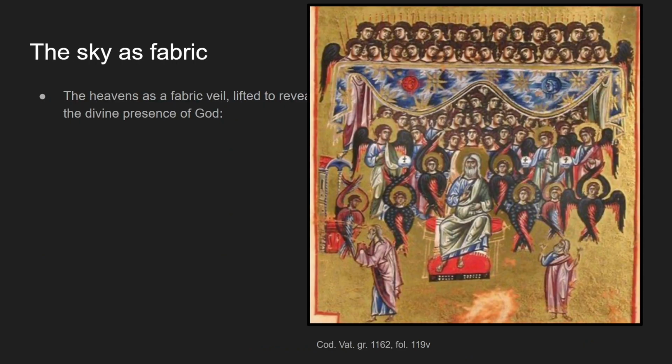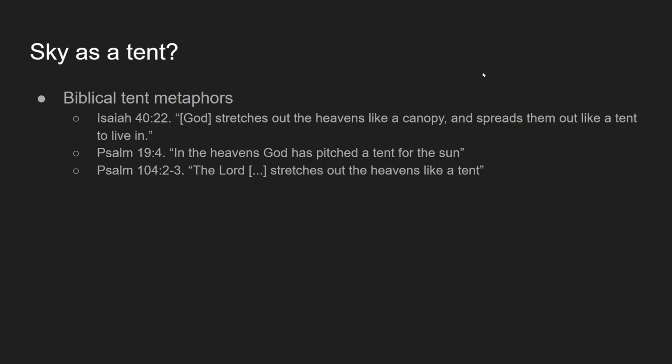In the Middle Ages, the idea of the sky being made of fabric would have been readily recognized as a biblical metaphor. This was expressed in manuscript illuminations like this example of the sky as a fabric veil that is lifted to reveal God's presence. And other biblical metaphors specifically liken the sky to a tent. In Isaiah 40, God is said to have stretched out the heavens like a tent. And Psalm 19 refers to a tent pitched in the heavens for the sun.